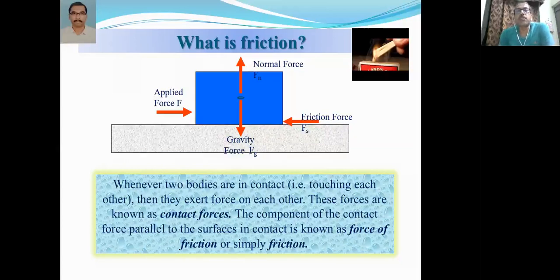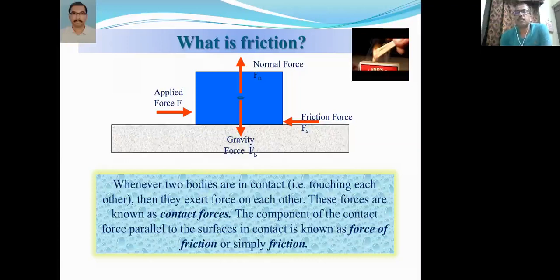Here I have shown that two blocks are there. One is blue and the other is white. Blue is resting over the white block, and it gives its weight on the white block as gravitational force Fg. On the other hand, due to Newton's third law, the white block gives normal reaction force Fn. Now, if we apply force F, the frictional force Fs comes into play, which is parallel to the contact surfaces. This is the friction force.